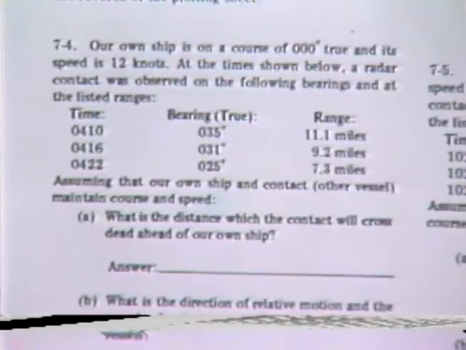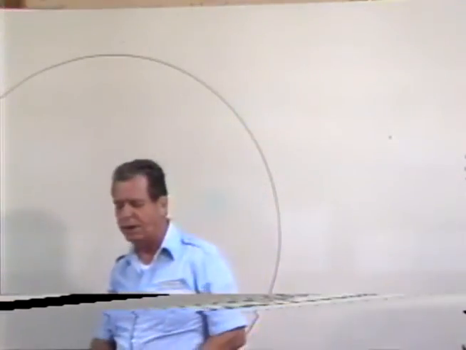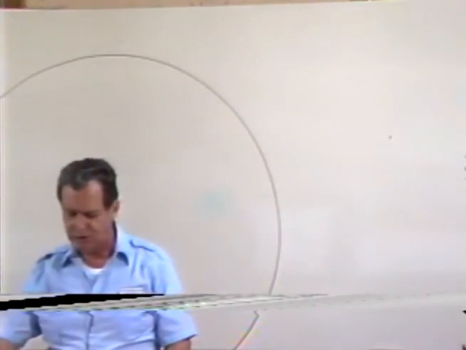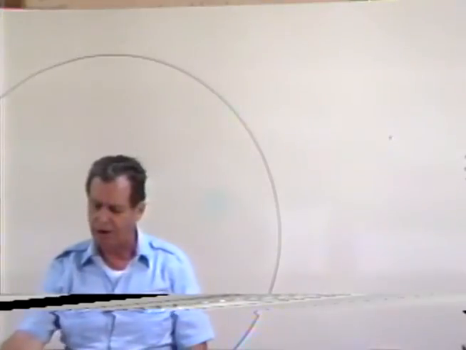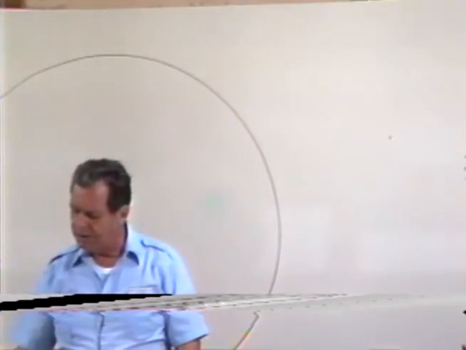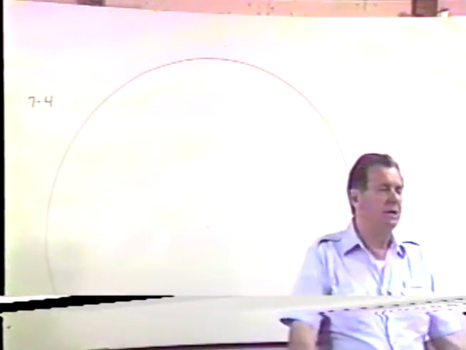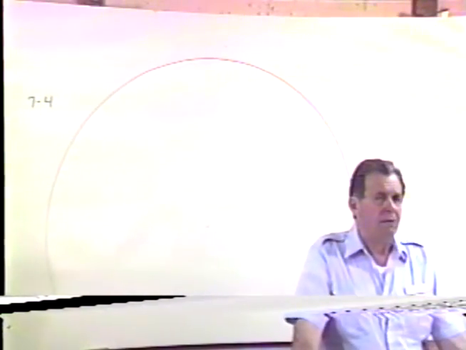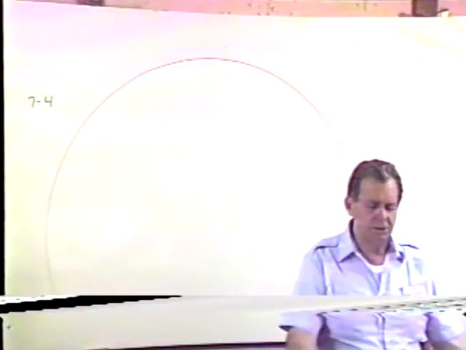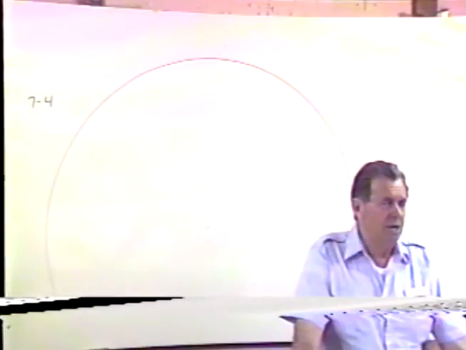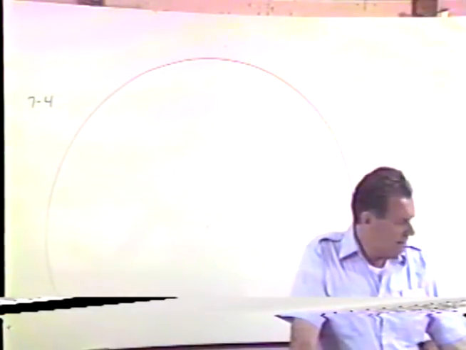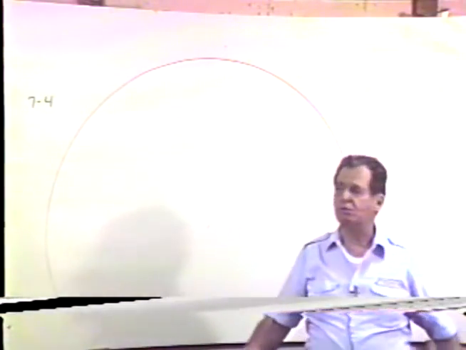Let me read the problem first. It says, our own ship is on a course of 000 degrees true. Now, I want to call your attention to one other thing that you will notice as we make our diagrams and our plots. You will notice that I use different types of lines, different indications of points, and the reason for this is so that you can look at the plot and immediately decide what each of the lines are by its description.